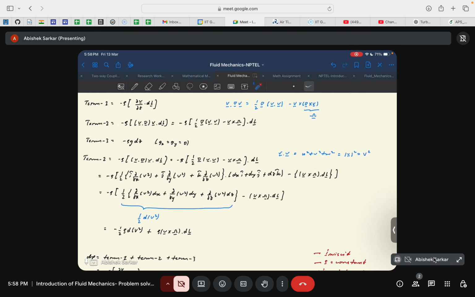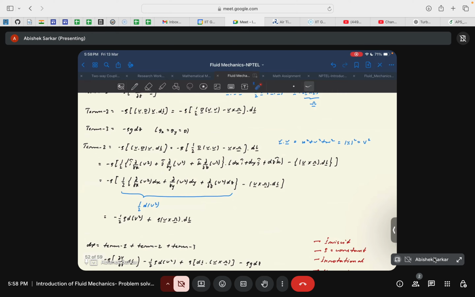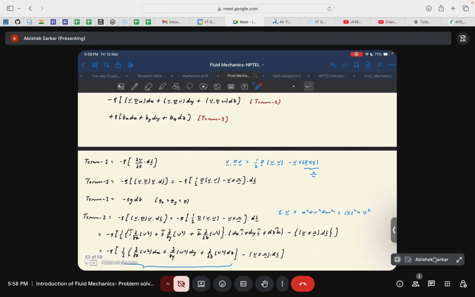Now term 3 is very simple. If we consider the body force components as the gravitational force, then bx and by are 0, because gravity acts only along the z direction, so you will be left with minus rho g dz. Okay, g acting along the z direction.